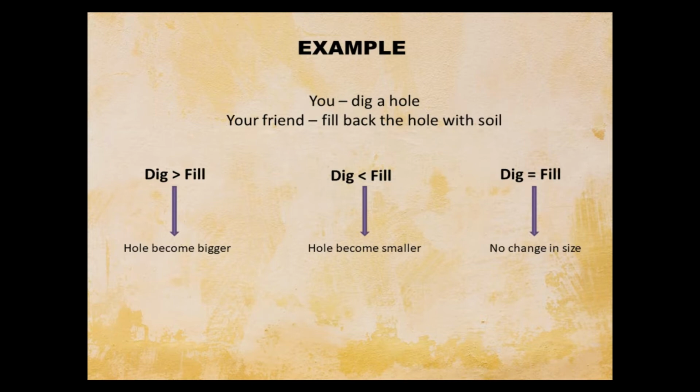I will give you an easy example so you can understand more about equilibrium. Imagine that you dig a hole and at the same time your friend fills back the hole with soil. If you dig faster than your friend, the hole will become much bigger. But if your friend is filling the hole much faster than you, then the hole will become much smaller. But in this situation, if you and your friend work at the same speed, then the size of the hole will not change. This is what we call equilibrium.